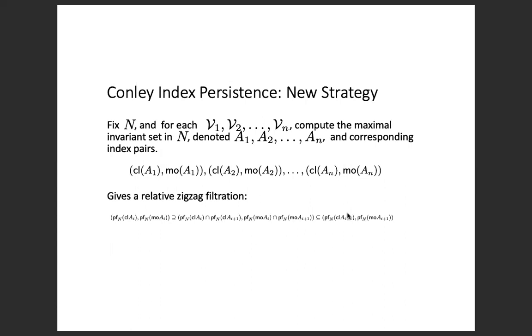and this gives a natural strategy. You fix N, and for each multivector field, you compute the maximal invariant set in N and the corresponding index pairs, convert those into index pairs in N, and compute the zigzag persistence, and we get the persistence of the common index.